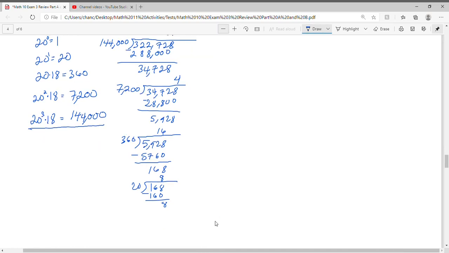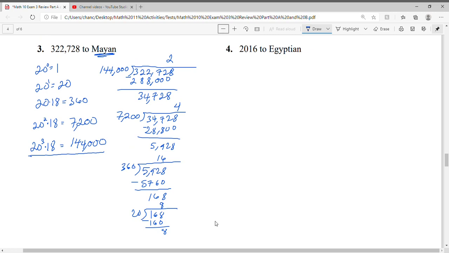Now let's put all of this together. We have 2 20 cubed times 18 in this number, 4 20 squared times 18s, 16 20 times 18, 8 20 to the first, and finally 8 20 to the zero.